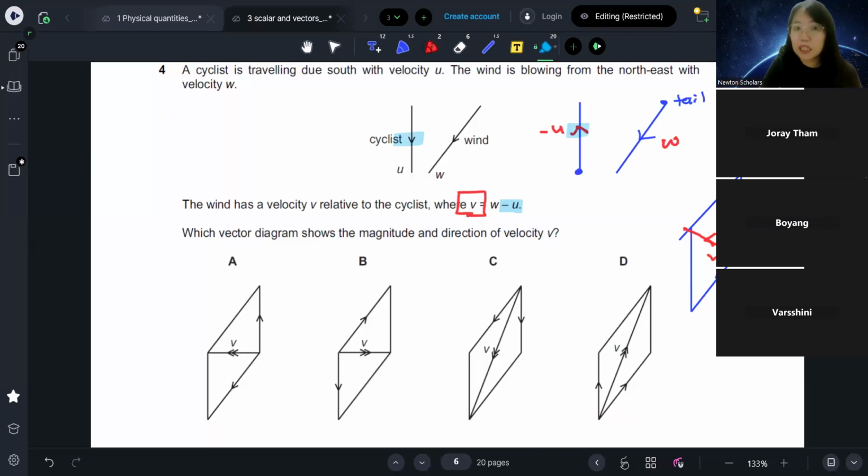Okay, then I make these two into a parallelogram. Remember, a parallelogram is tail and tail, tail to tail. So here, they are tail to tail. So I'm trying to join these two, tail to tail. Joining it together, then I draw the parallel line.